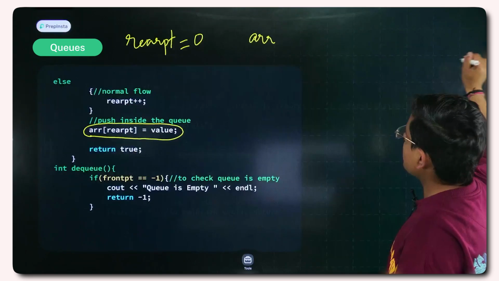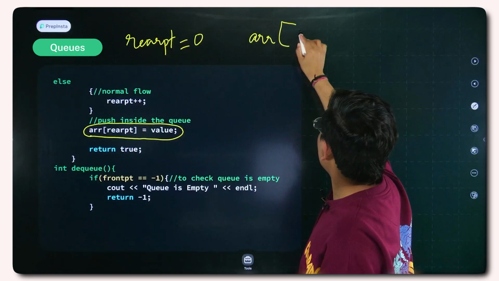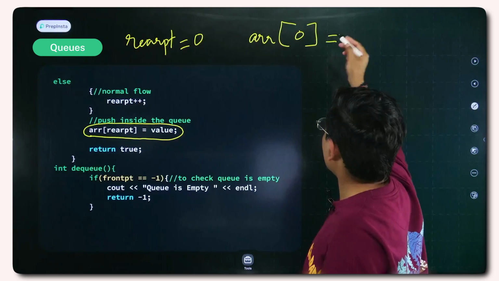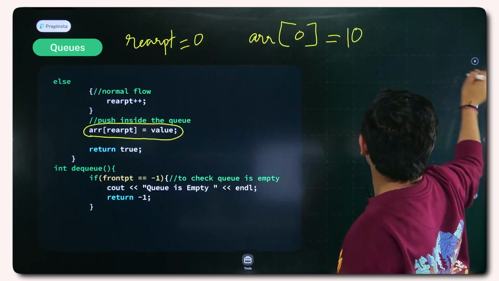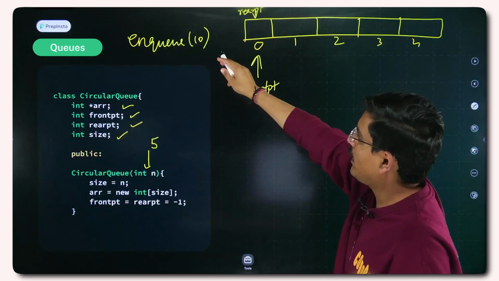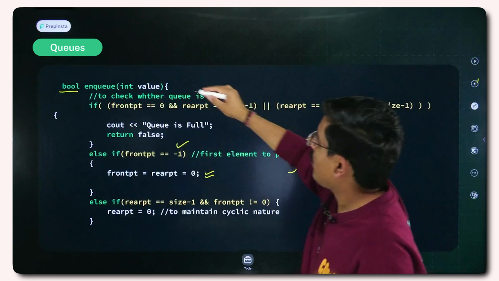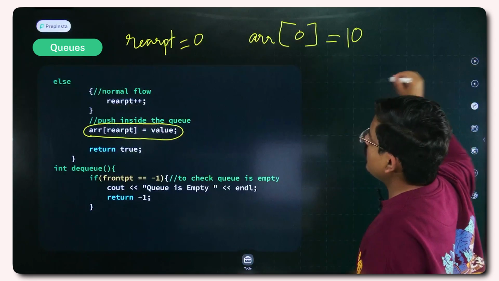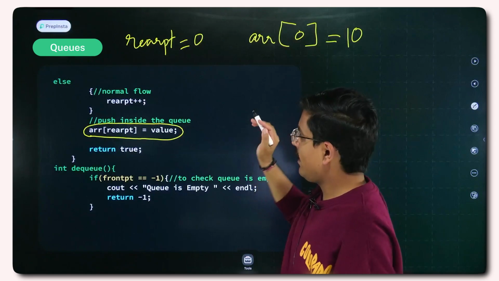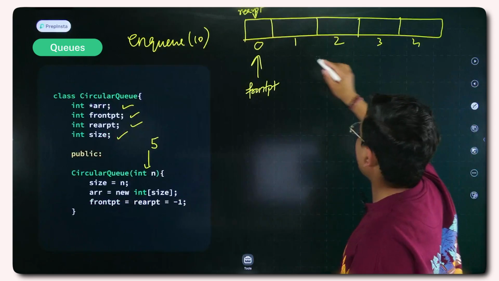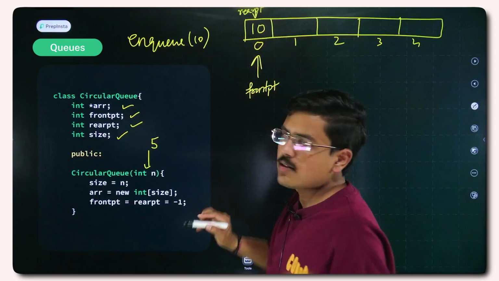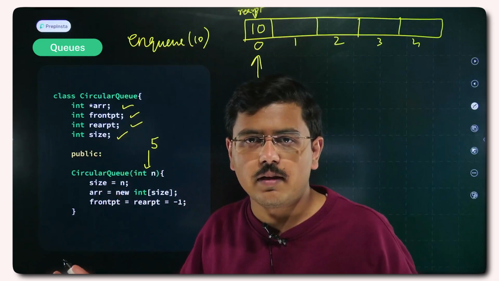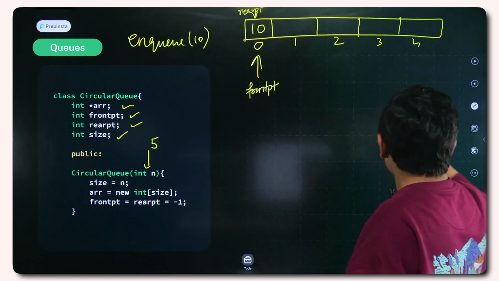So if rear PT is 0, then array of 0, what does it become? 10, because the value that we were trying to enqueue was 10. So this particular value becomes 10, and henceforth 10 gets added in this queue. Simply. Fine. Itna clear hai?